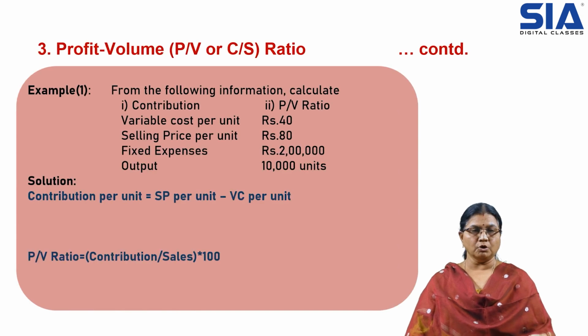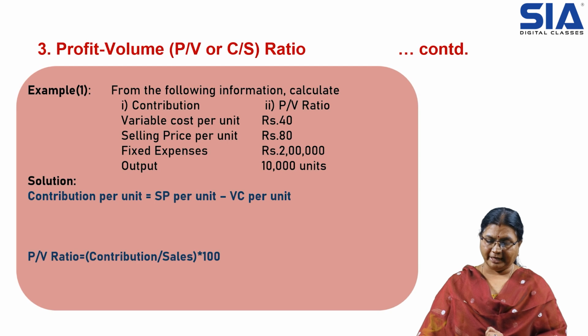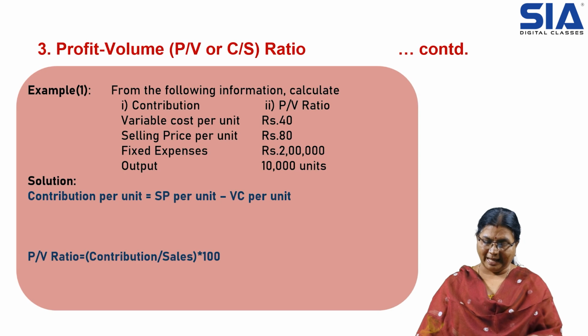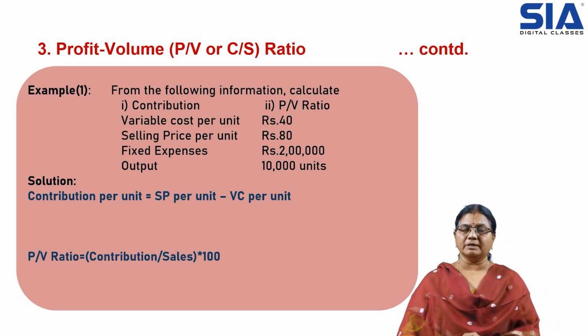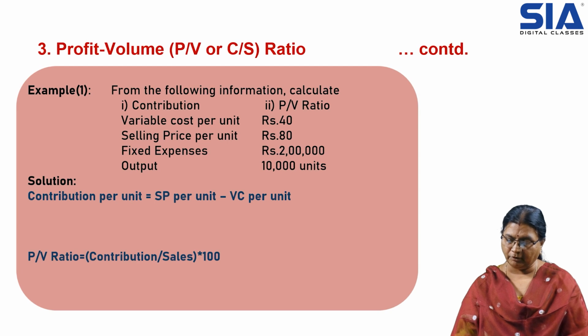So an example is also given here. You can see the contribution and PV ratio we have to find out. Variable cost per unit 40 rupees, selling price per unit 80 rupees, fixed expenses 2 lakhs, output is 10,000 units. That means we are producing 10,000 units. Now we have to find out contribution per unit.